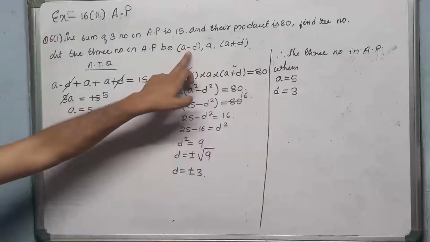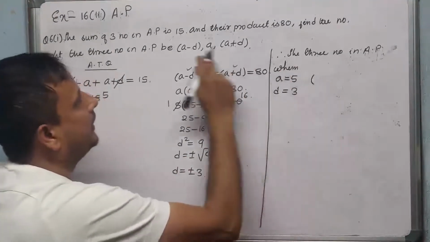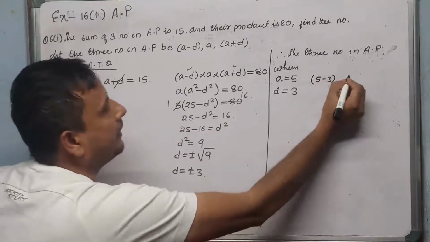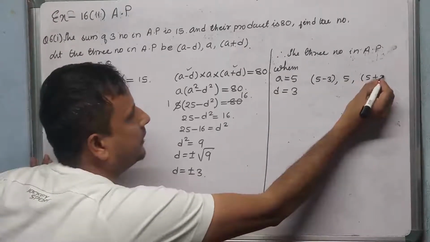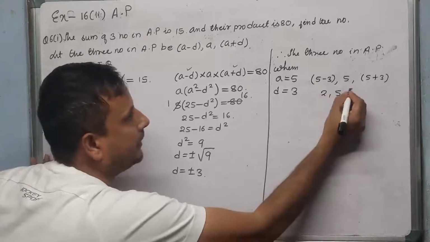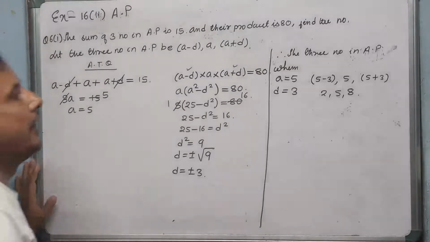Then you have to substitute over here. A is 5, so I'll substitute over here: 5 minus 3, then 5, then 5 plus 3. The numbers are 2, 5, 8. These are the numbers.